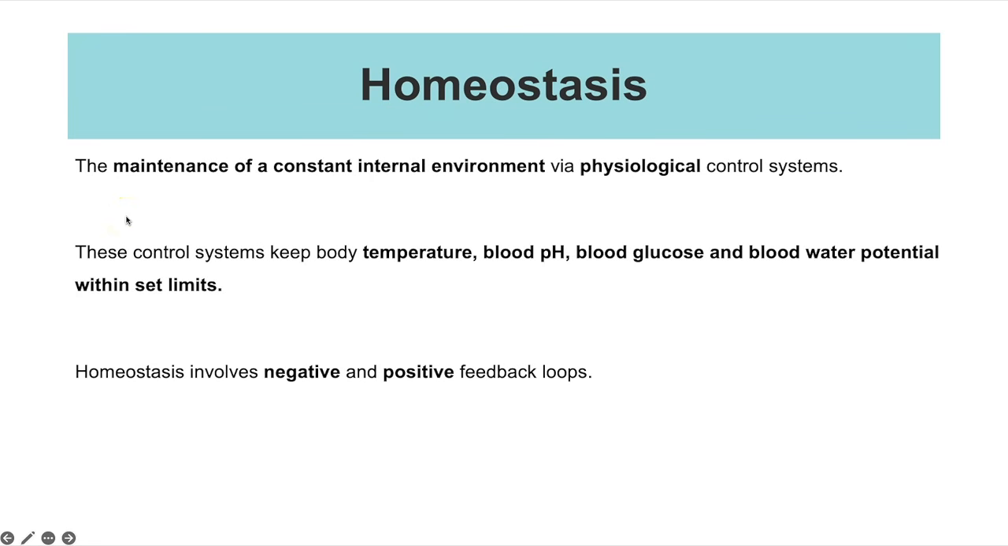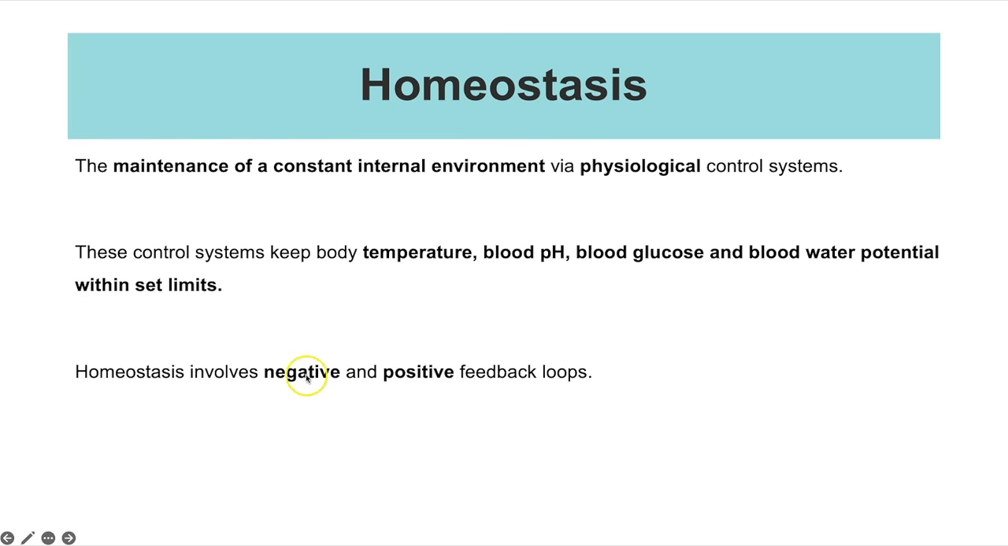So this video is all about homeostasis, and the definition of that is the maintenance of a constant internal environment via physiological control systems. So essentially, it's making sure that the conditions inside of you remain within set limits, and if they get too high or too low, then systems are put in place to bring it back within the set limits. And the things that are controlled, or the conditions that are controlled, are temperature, the pH of your blood, the amount of glucose in your blood, and blood water potential. But we're only going to be focusing on the blood glucose concentration and the blood water potential.